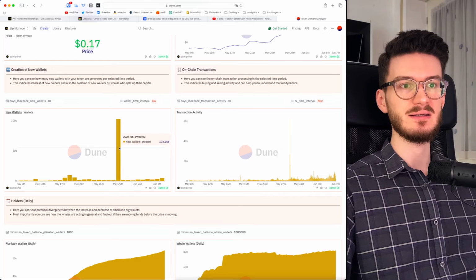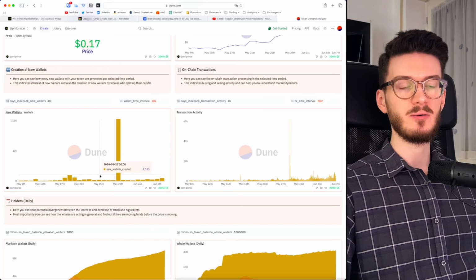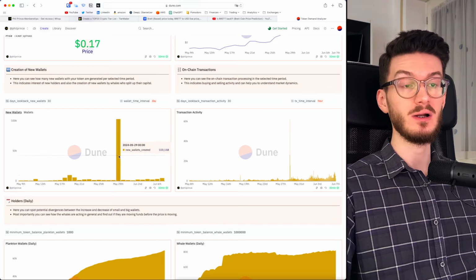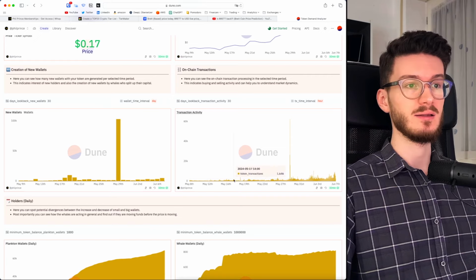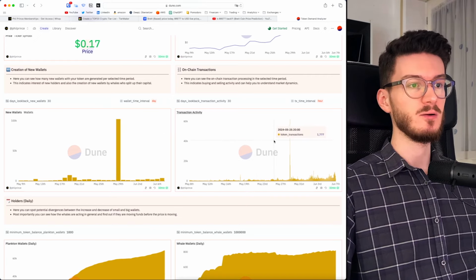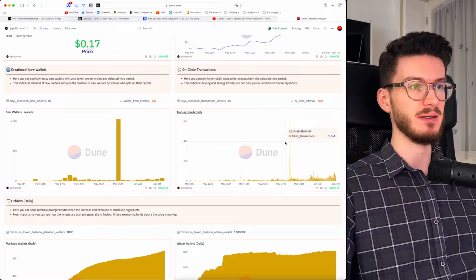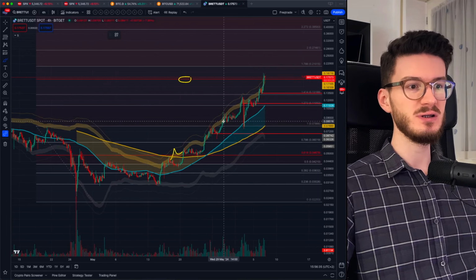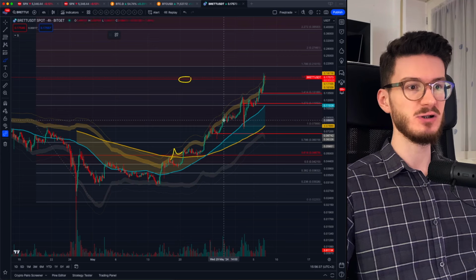So as you can see here, this big bar chart is on May 29th. The days before that, we got around 1.5K new wallets each day. And then on this day, it was 103,000. This also reflected in the transaction activity where we got this humongous spike. Now, what's interesting is that on the price chart, we actually don't have anything special here on May 29th.